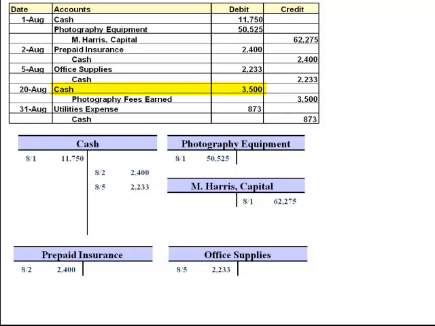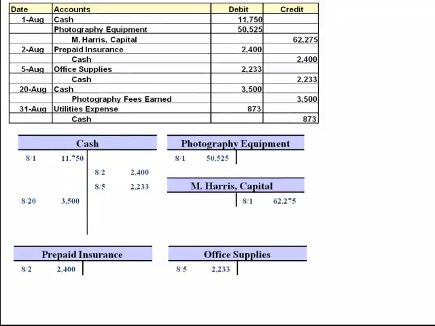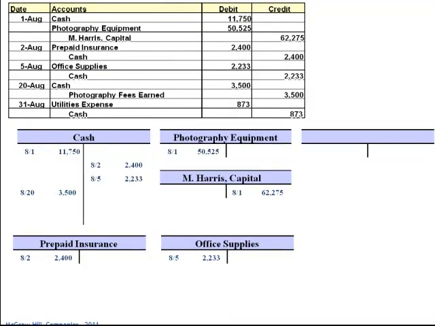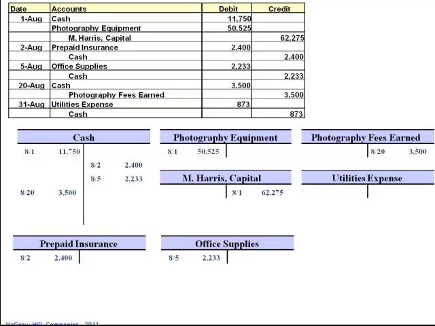August 20th, we debit cash $3,500 and credit the revenue account photography fees earned. We create the photography fees earned T account and store the $3,500 credit. We create the utilities expense T account, storing the $873 debit, and then credit cash for $873.